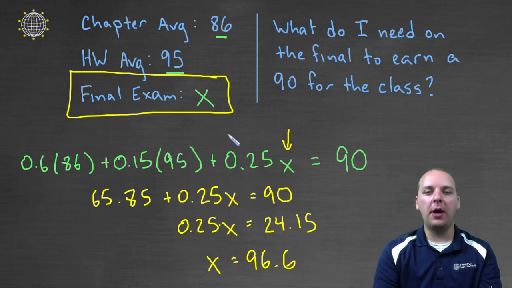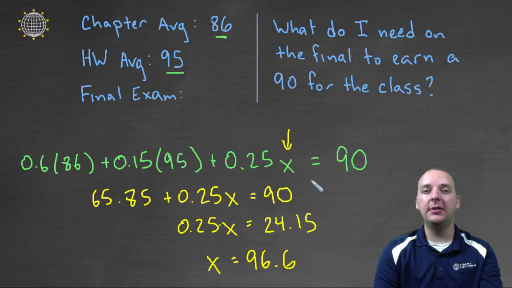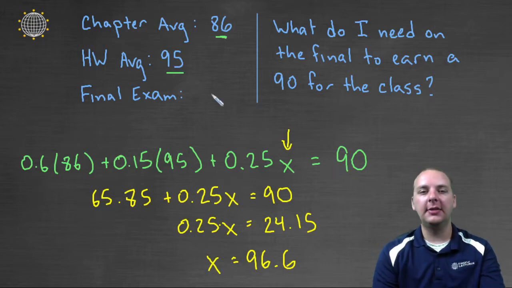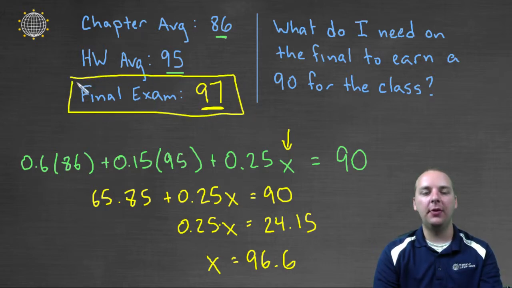Now, one small problem, you probably can't score a 96.6, so you would likely want to just round that up to a 97. Again, you might be on the safe side scoring a 96 because that would potentially leave your average at least an 89.5, but let's not risk it. Let's go with a 97 here. And again, you have to check with your own instructor about if it rounds up to a 90 or not. So we would need a 97 on the final exam to get a 90 in the class.